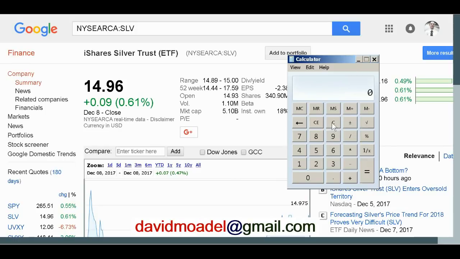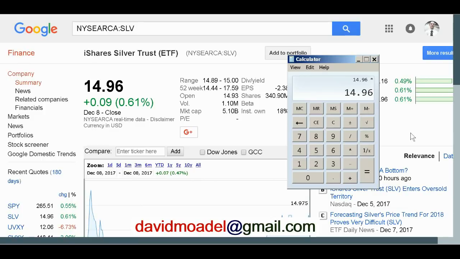Let's say you want a 3-to-1 ratio. Let's say your profit target is going to be 10%. So I might set the stop loss at 3%. So let's try a 3% stop loss for this. Type in the price where you bought it, $14.96 again. Hit the times. Now, if you want a 3% stop loss, you take 100 minus that number, 100 minus 3.